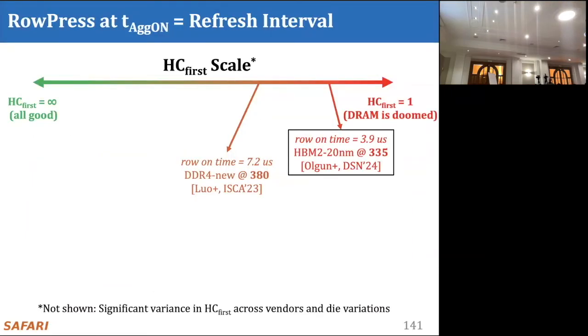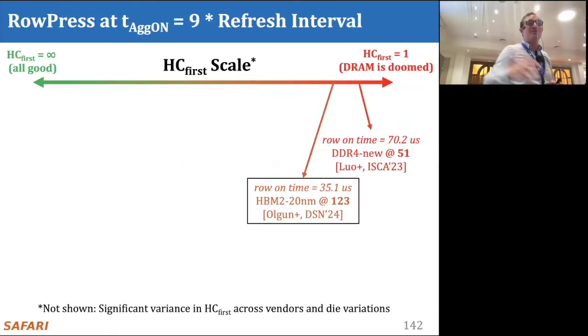I'm not showing everything over here, but if your row open time is 7.2 microseconds, in some DDR4 chips, you will get bit flips after 380 activations. In some HBM chips, you get bit flips after 335 hammers. Now, think about this number. There are actually real applications that still use caches and that still benefit from caches. They can activate rows hundreds of times. So we're in the real application territory, assuming that they keep the row open, of course, right? That's an assumption over here. Okay, so this number actually goes down even more if you look at, again, allowed by the standard, 9 times refresh control, if you can keep the row open that long.